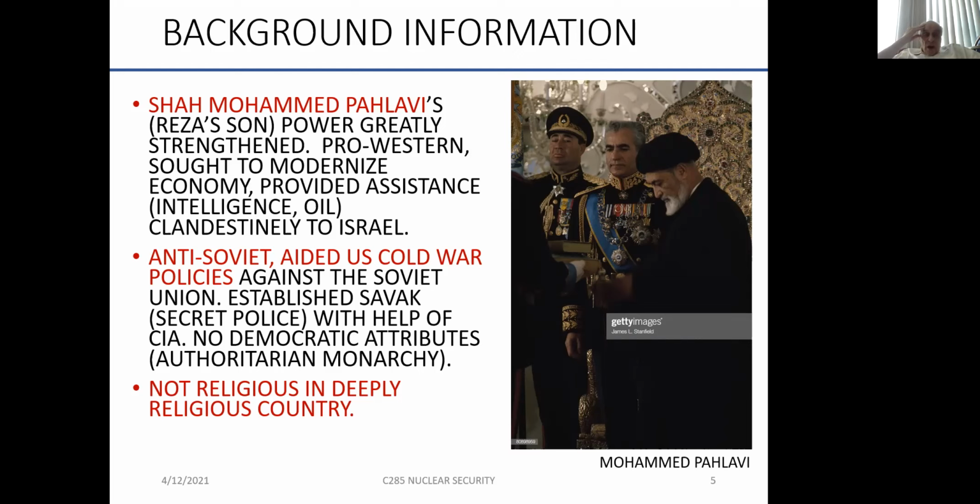He established the Savak, a secret police force. The Savak was established with the assistance of the CIA, and it fed Shah Pahlavi's authoritarian tendencies. He was pro-Western, but he wasn't democratic. He didn't adhere to democratic principles. He was an authoritarian monarch. And notably, which really helped to his demise, he was not religious in a country that's very deeply religious.